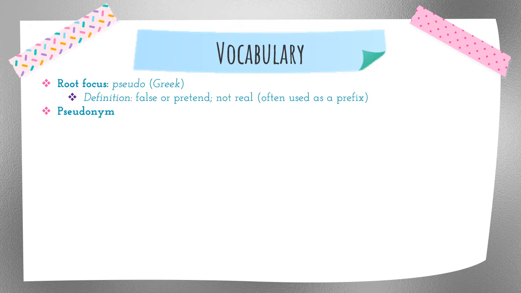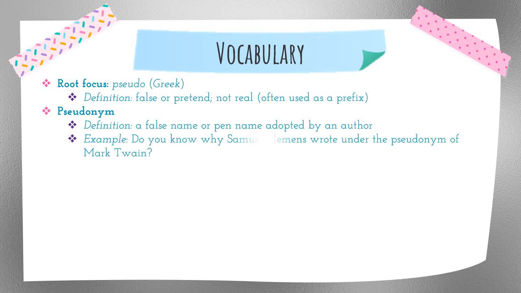For example, pseudonym. So we know that this means that it's a false something. Well, what's a nym? This means a false name or pen name adopted by an author. That pen name is what we call the name that an author uses when they want to write something and publish it, but not under their real name. For example, do you know why Samuel Clemens wrote under the pseudonym of Mark Twain? So Mark Twain was the pseudonym of a man named Samuel Clemens. So he used the name Mark Twain anytime he would write and publish something.